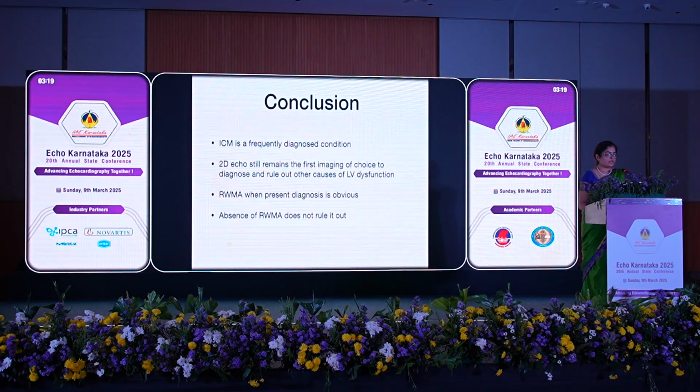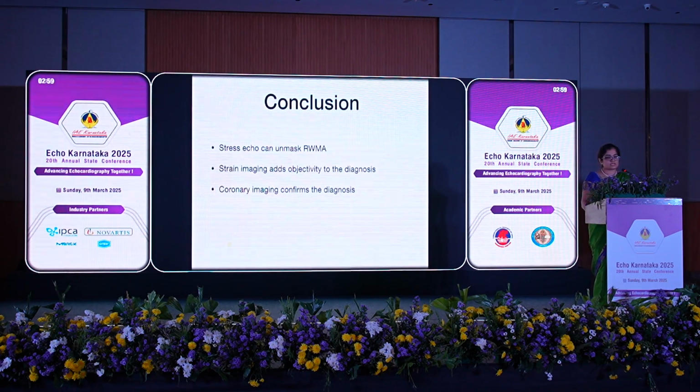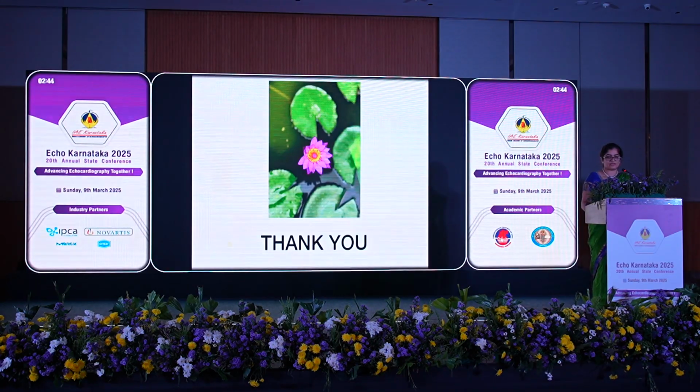So ischemic cardiomyopathy is a frequently diagnosed condition, and 2D echo remains the first imaging of choice to diagnose it and to rule out other causes of LV dysfunction. Regional wall motion abnormality, when it is present, is obvious and it helps us. However, absence of regional wall motion abnormality does not rule it out. So stress echo can unmask this regional wall motion abnormality, and strain imaging adds objectivity to the diagnosis. Of course, coronary imaging always confirms it, so we will have to eventually do that as part of the workup. Thank you.